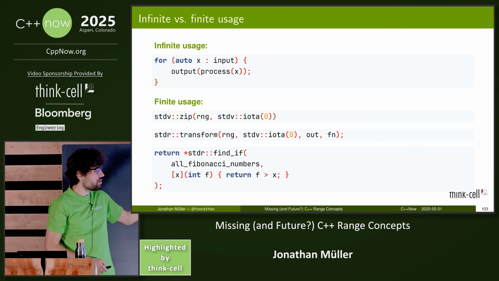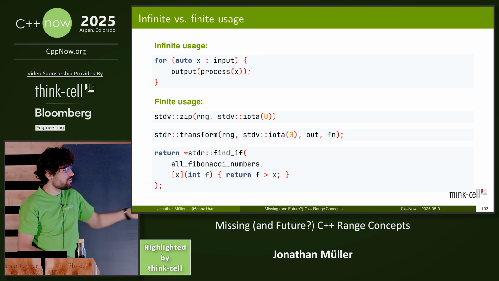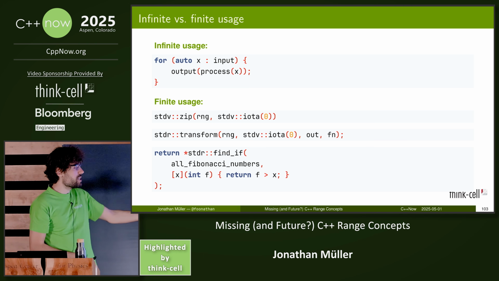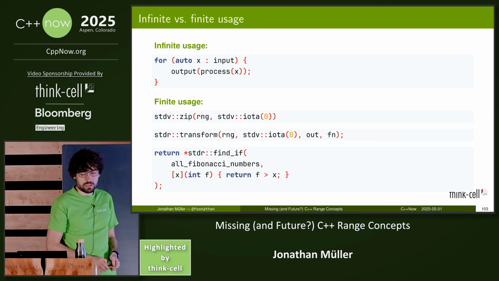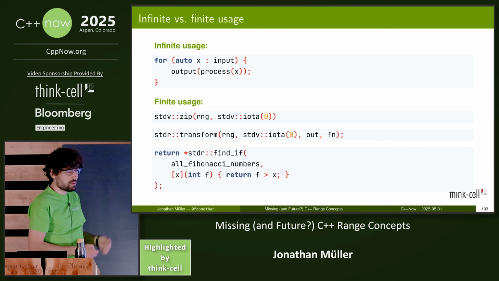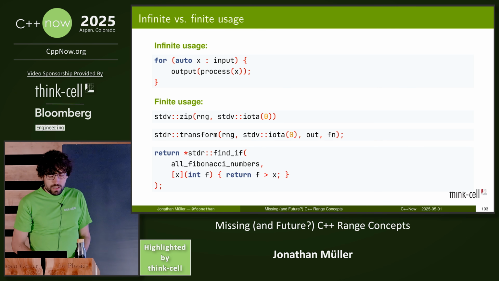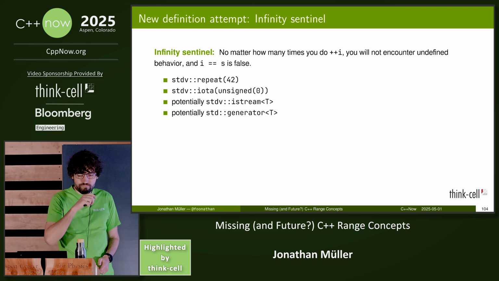And in our case, like in the example before, we called find_if on all Fibonacci numbers. Eventually, a Fibonacci number will be bigger, and then we stop. So this is only a finite usage of an infinite range. And we might need to distinguish from that. So let's attempt some definition.